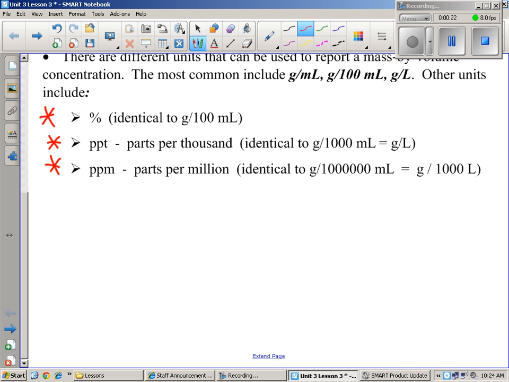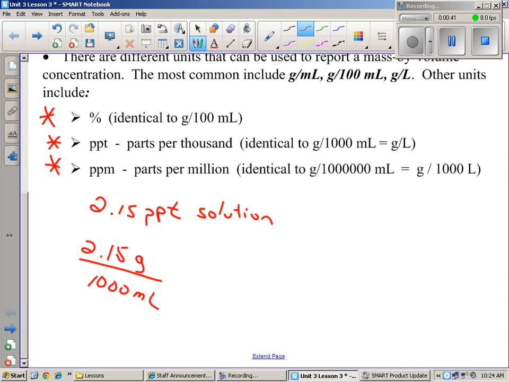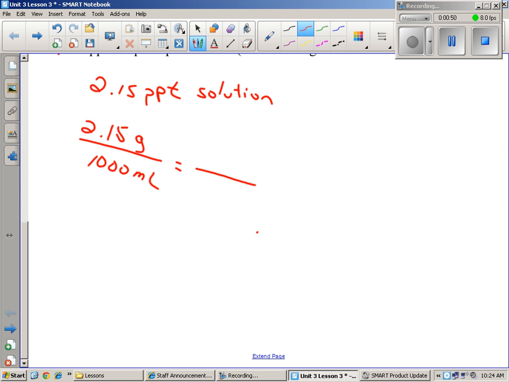Well, for example, let's say you had a 2.15 ppt solution. You have to remember that 2.15 ppt means 2.15 grams in 1,000 milliliters. So you'd be looking at that type of question there, equivalent fractions. You might want to know how many grams of solute you should use if you wanted to use 400 milliliters only, for example.